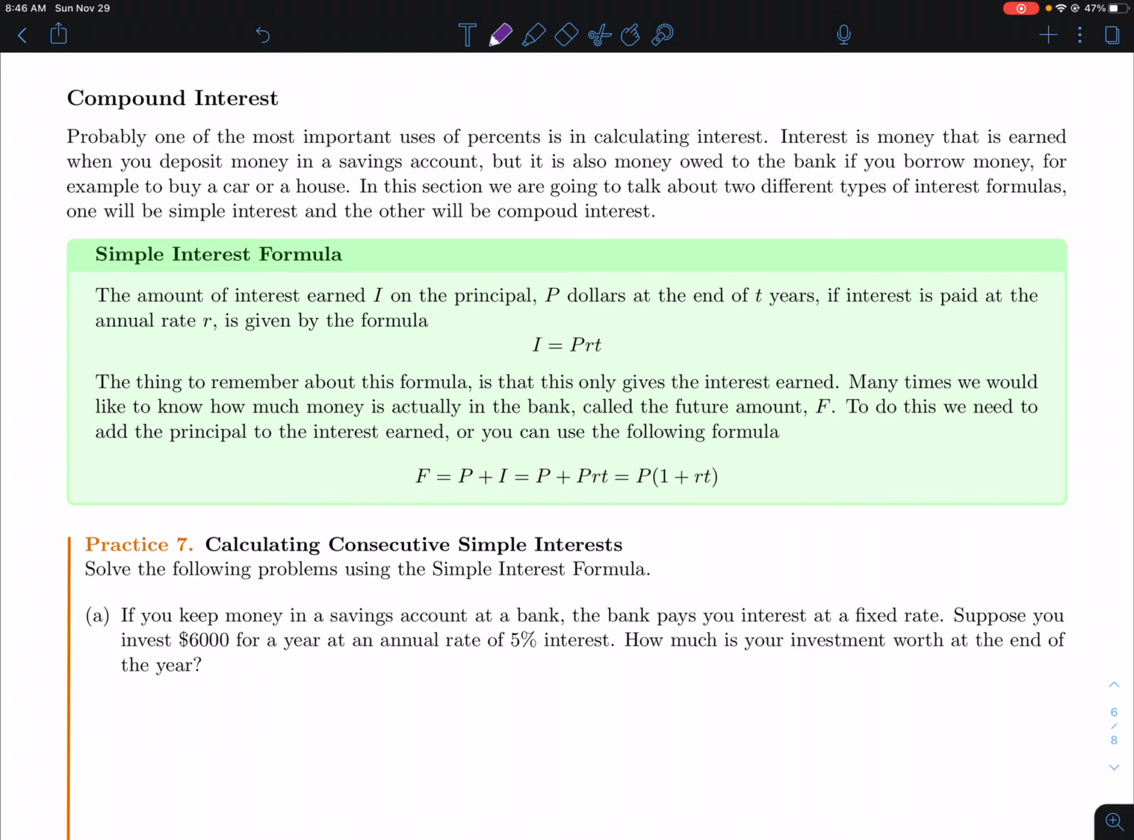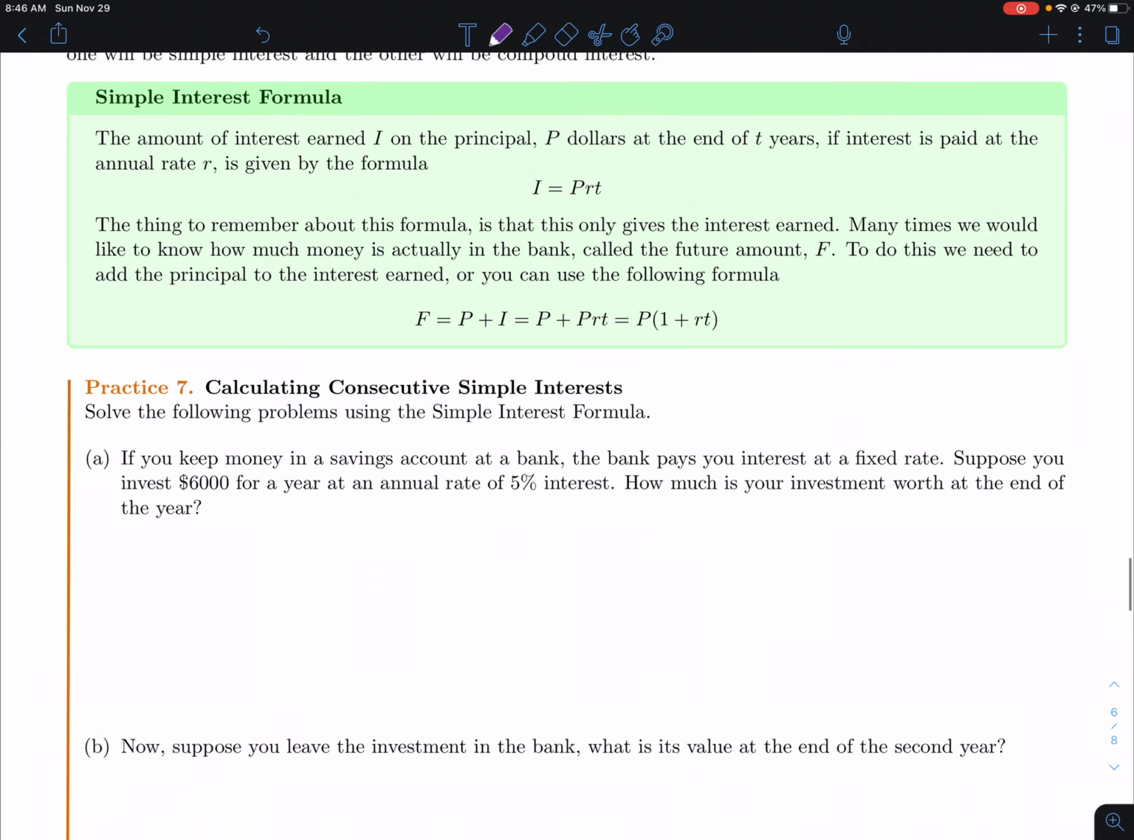If you have a car loan, or a home loan, or a credit card, or even if you just have money in a savings account at the bank that earns interest, all those things earn interest, and it's based on some kind of formula. So what we're going to do is first start off using what's called the simple interest formula.